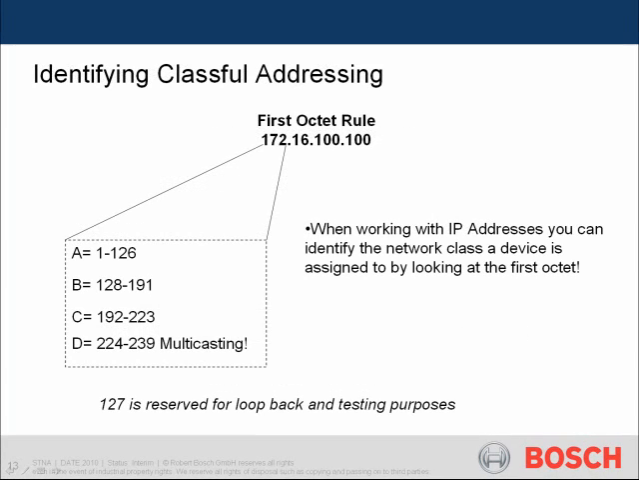The first step in identifying a classful IP address is a trick called the first octet rule. You can identify what class an IP address is in and what host might be in its network by looking at just the first octet.